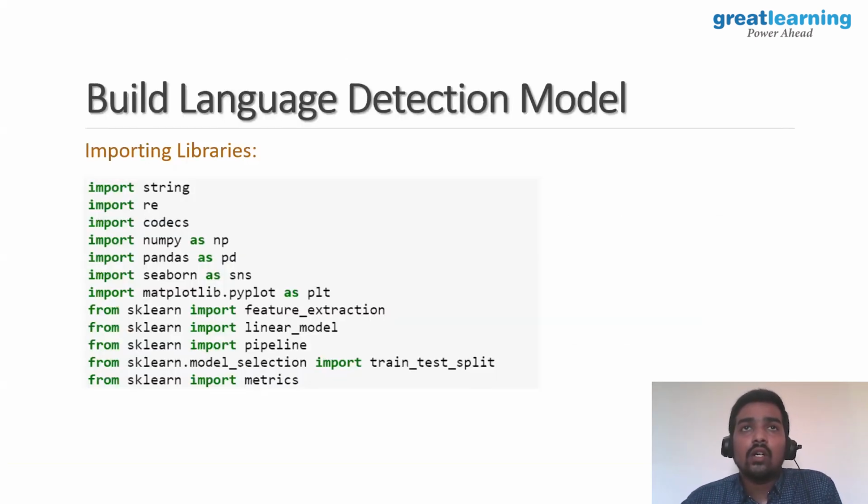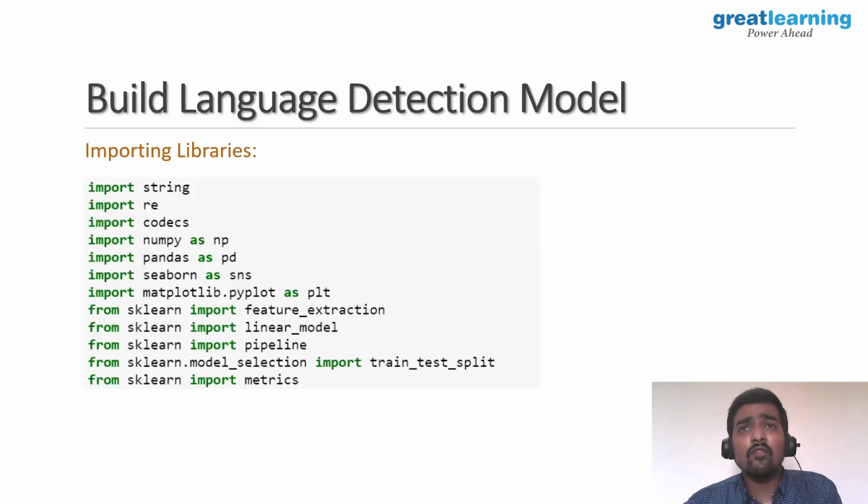And coming to the building of language detection models. Now that we have gone through some of the basics, like the basics of NLP, the text pre-processing and the vectorization steps, we'll quickly go through how we can build our own language detection model.